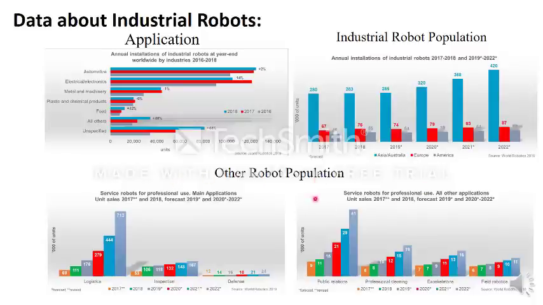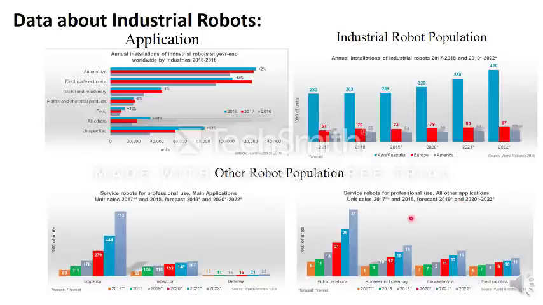Other robot populations: service robots for professional use, main applications. This is the defense purpose, which is gradually increasing. For inspection purposes, it is gradually increasing. And logistics nowadays is very important because Amazon uses a lot of robots for automating all the things.